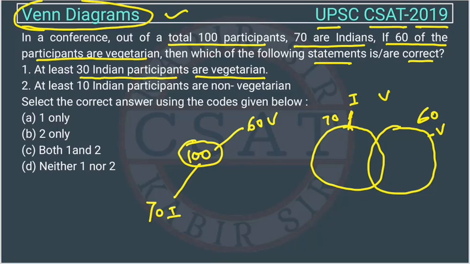So in this, suppose this is A, this is B, this is C, right? So A plus B plus C will be 100, right? Because the total participants are 100.